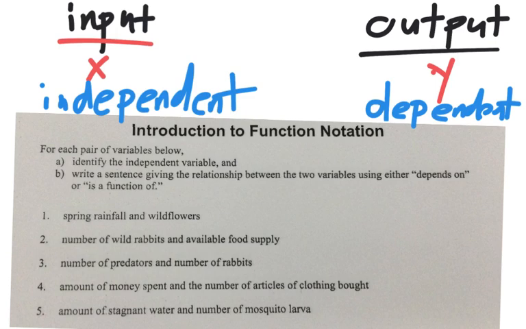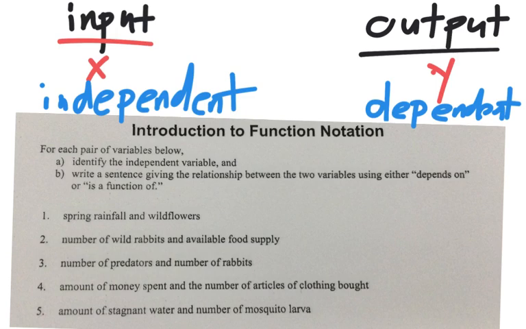So this is what I would say. I would say the amount of spring rainfall depends on the number of wildflowers. Or I would say the number of wildflowers depends on the amount of spring rainfall. Now, which one makes more logical sense? Does the amount of rainfall depend on how many wildflowers there are? Or does the amount of wildflowers there are depend on the amount of spring rainfall?